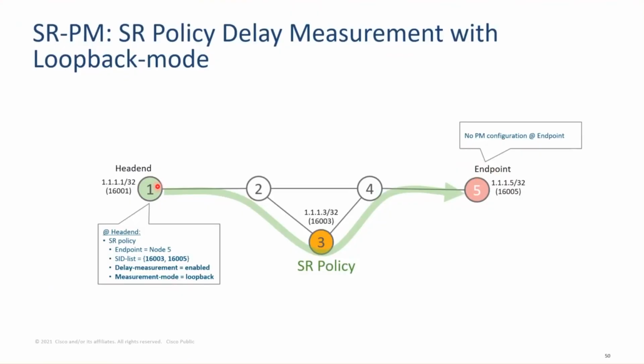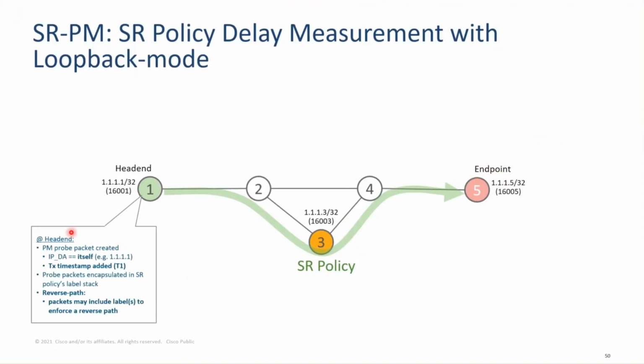On the endpoint, there is no PM configuration required. There is no dependency on the endpoint. All the logic is being applied to the head end only. A little bit more detail on what's happening on node 1: when the probe is configured, the SRPM process will actually craft a packet. The packet will have an IP header where the destination address of the packet is the head end itself. The packet will contain a timestamp provided by the head end. We call that timestamp number 1.